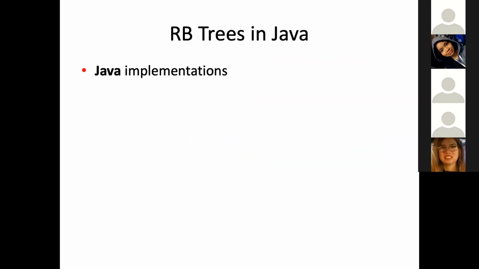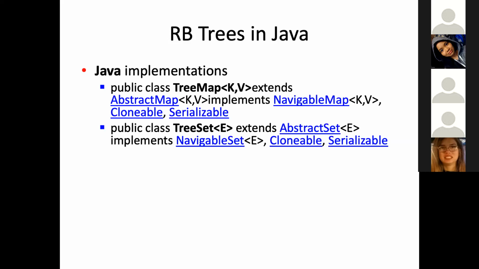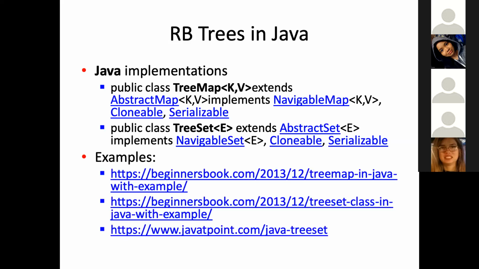What I want to tell you is that there are Java implementations of red-black trees. In fact, they're called the TreeMap class and the TreeSet class. Both of these are essentially implementations of red-black trees. If you search for TreeMap and TreeSet, you will be able to figure out exactly how these classes are defined, and all the operations that are provided in these classes. There are some very nice examples on the web for how to use them. I've provided you with some links for each of these.